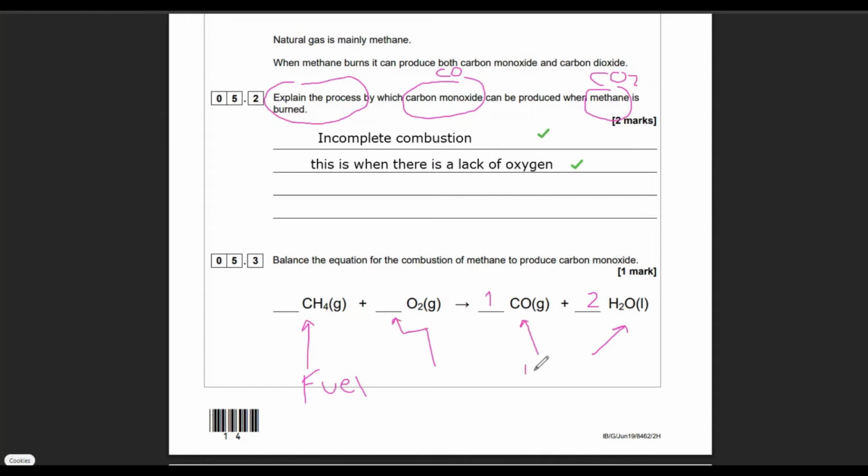So I've got 1 oxygen over here, and over here I've got 2 times 1. I've got 2 oxygens over here. And that leaves me with 3 oxygens. And I know what you're thinking. There's 2 oxygens there. If I put a 2 there, it's going to be 4. If I put a 1 there, it's going to be 2. How do you show 3?